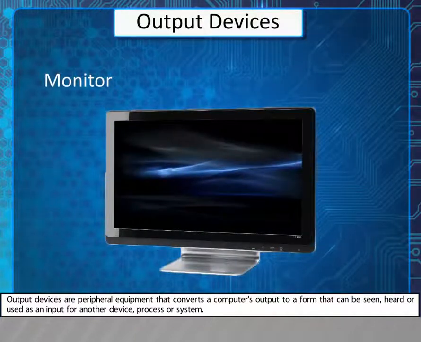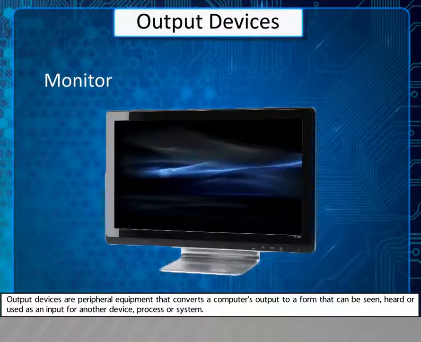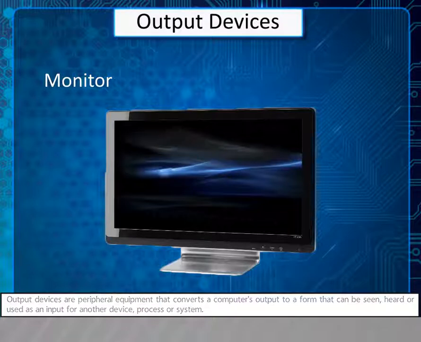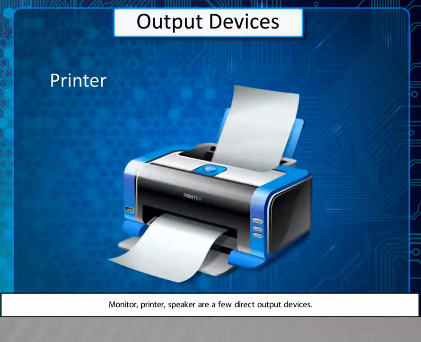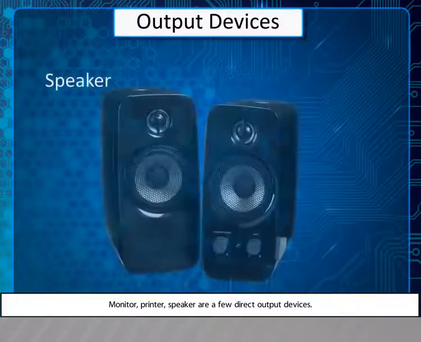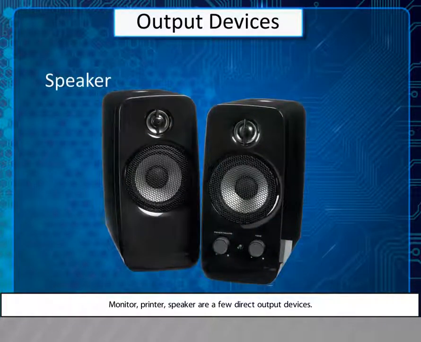Output devices. Output devices are peripheral equipment that convert a computer's output to a form that can be seen, heard, or used as an input for another device, process, or system. Monitor, printer, and speaker are a few direct output devices.